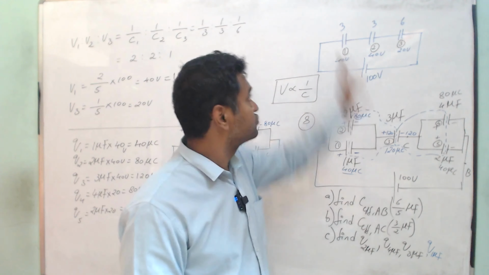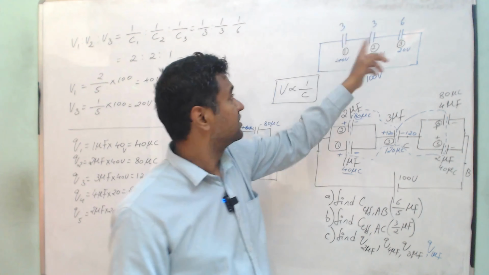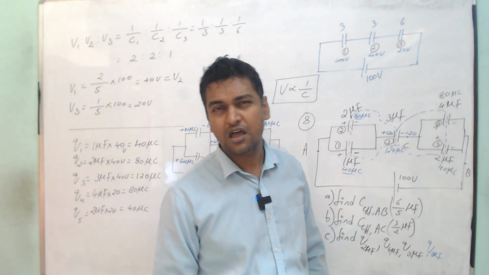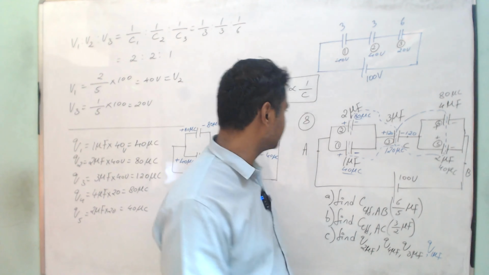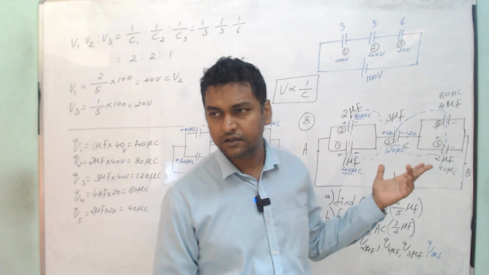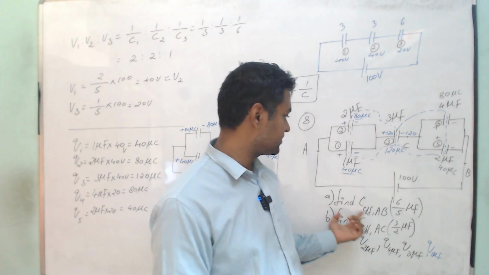Okay, so let us do your thing also. 3 and 6 in series, how much is it? We got C effective as 6 by 5. We got it, right? Yes, sir. 6 by 5. We got C effective as 6 by 5.